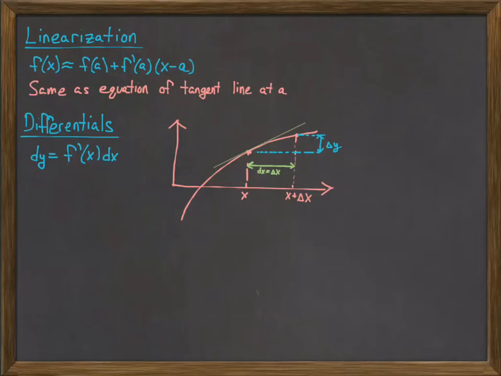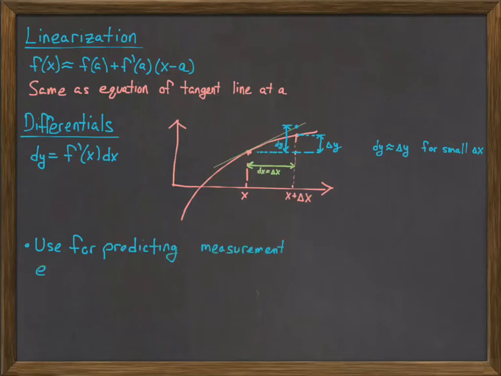But you can use the tangent line and say, okay, if I follow the tangent line instead of following the function, I'll go up dy. So I use information about the derivative to avoid having to plug x plus delta x into the function. And the idea here is dy is close to delta y for small delta x. This plot's important to remember, but mostly this is used for predicting some kind of measurement error given an error in input parameters.